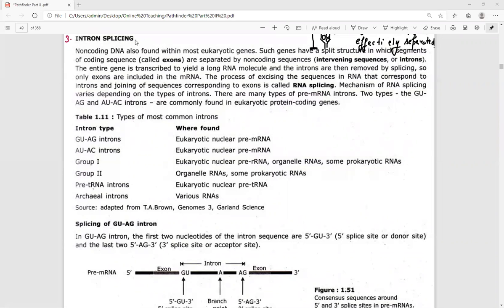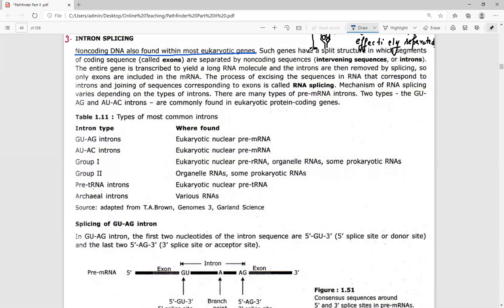So what do you mean by introns? Introns refer to the non-coding DNA which is present in the majority of eukaryotic genes. The non-coding DNA present in the majority of eukaryotic genes is constituted by the introns. These introns have to be sequentially excised.